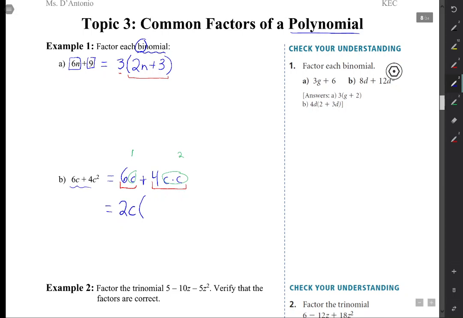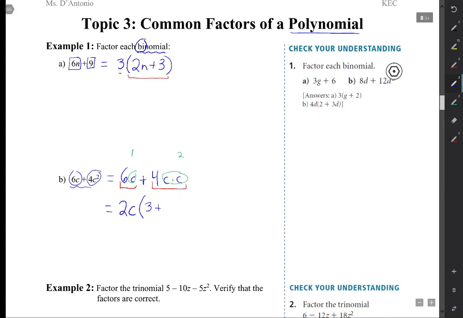So let's look at the first term, 6c. And let's start off with the coefficients. 2 times what would give us 6? Well, 3. Now c times what would give us c? Well, c times nothing would give us c, or c times 1. So we don't have to write anything next to that 3 there. So now I'm going to put a plus sign over here, and let's look at the second term, 4c squared.